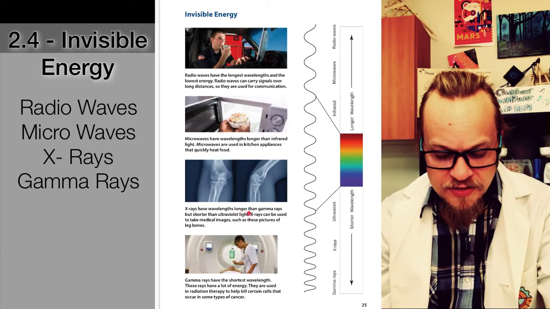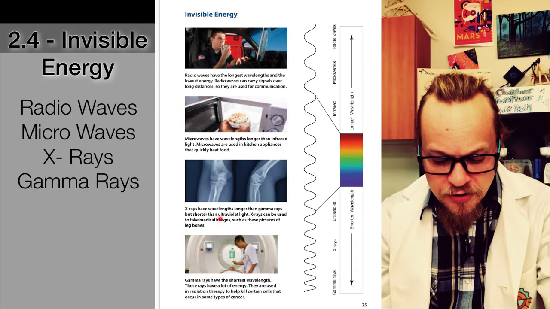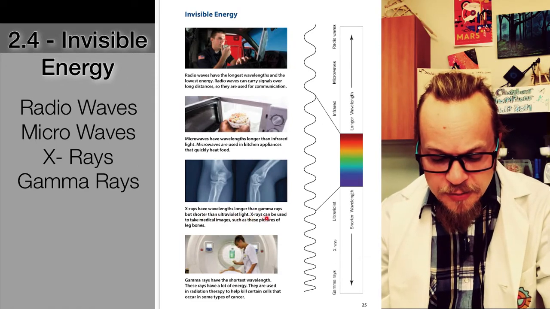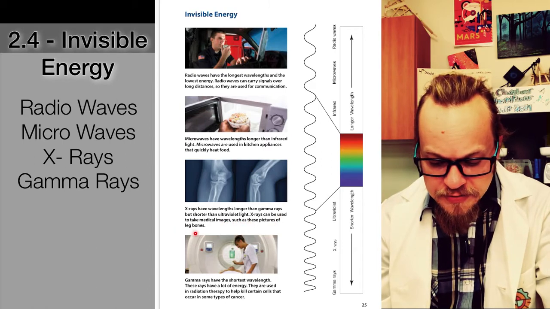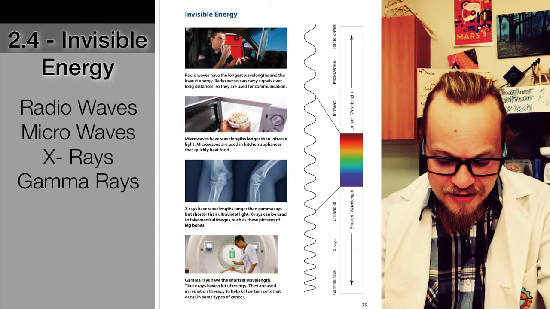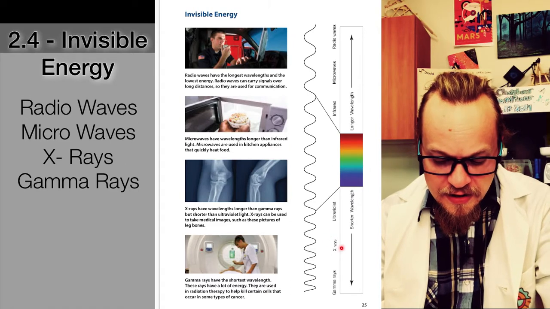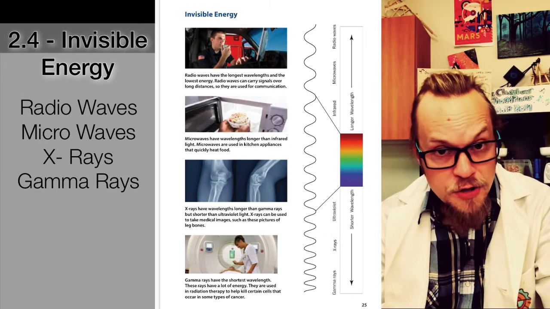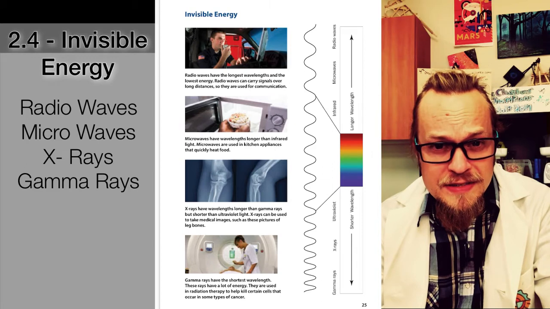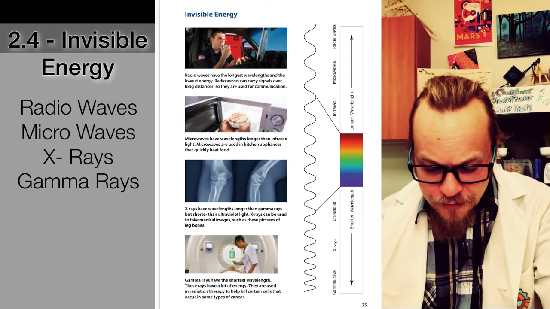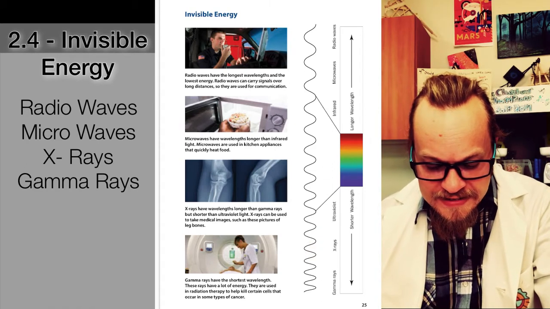X-rays have wavelengths longer than gamma rays, but shorter than ultraviolet. X-rays can be used to take medical images such as these pictures of leg bones. So here, X-rays are a little bit faster than ultraviolet. Ultraviolet can burn us. X-rays move a little faster, and we can't see this.